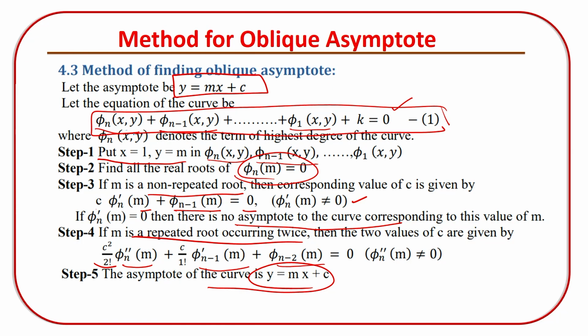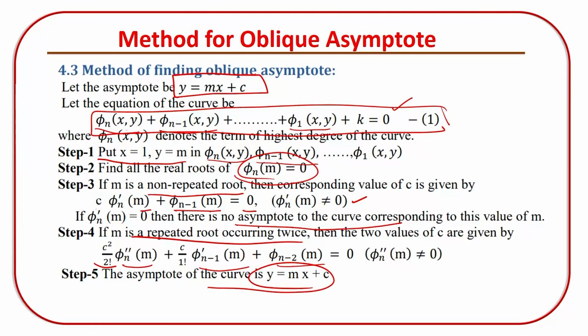So, let us say phi n(x, y), phi n minus 1(x, y), and so on, and this phi n(x, y) denotes the term of the highest degree of the curve. Once again, we obtained that, then put x equal to 1 and y equal to m, that will give you phi n(m) as a polynomial, and equate that equal to 0, find out the roots of phi n(m), and those will be the roots, let us say c1, c2, c3 and so on.